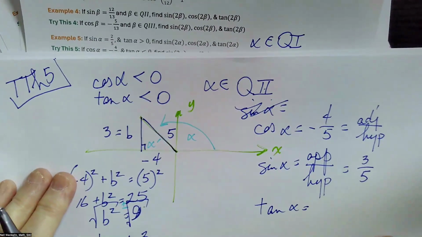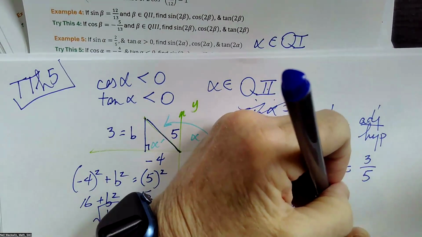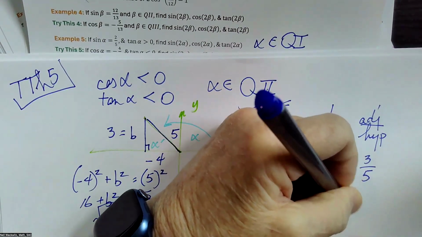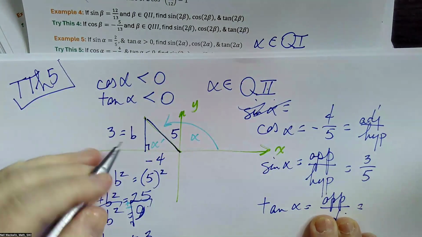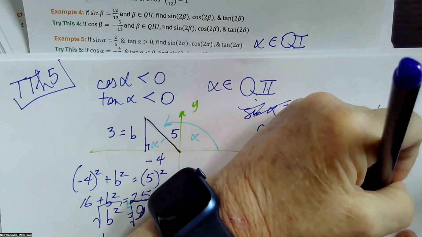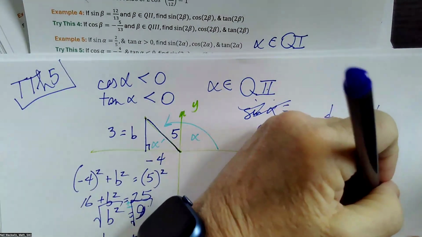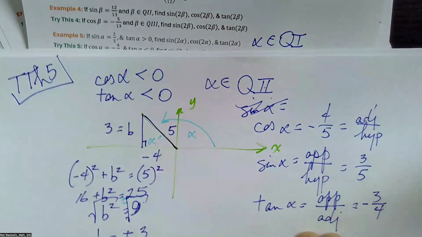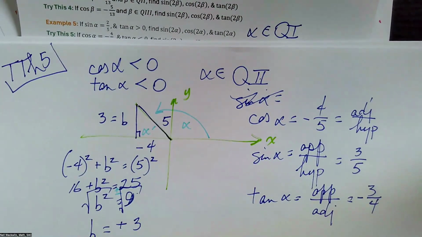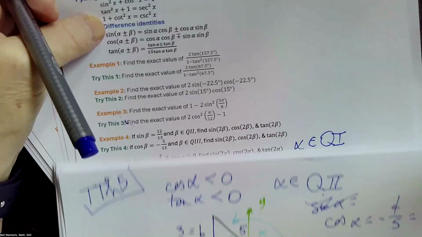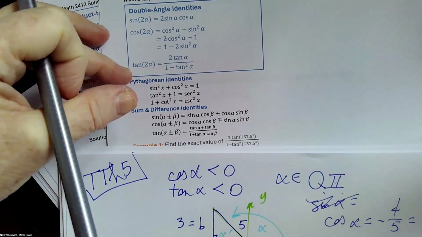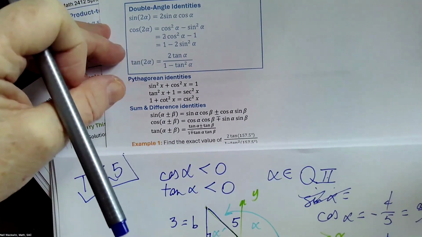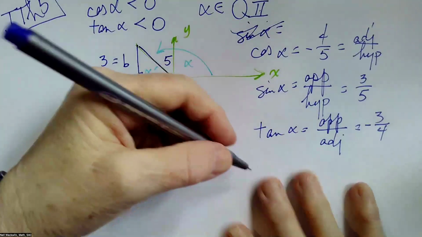Tangent is opposite over adjacent. Opposite is 3, adjacent is -4, but I want that negative out front. So we've got the three values for alpha. That means that we can use these three values, the three identities.